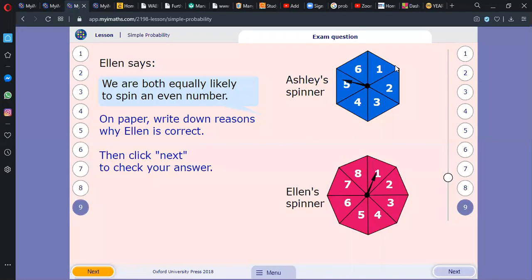Okay. Now, this is another set of spinners, but this time around, for these two new spinners, Ellen is now saying that we are both equally likely to spin an even number. Okay, I need you to write down reasons why Ellen is correct. Put it on the third Padlet. The third Padlet has Soluki 3. So put the result there and send to me. I will be seeing all your responses immediately as you are sending them. So it's real time. So send your responses very quickly, okay?